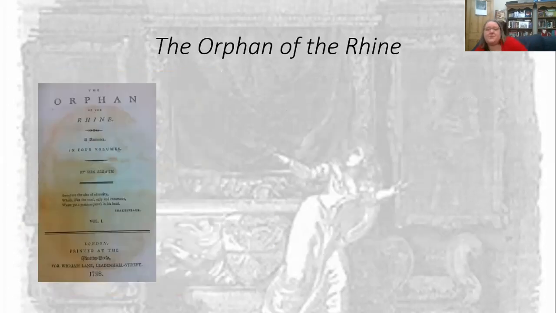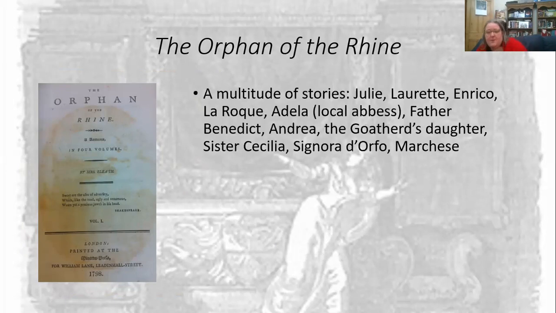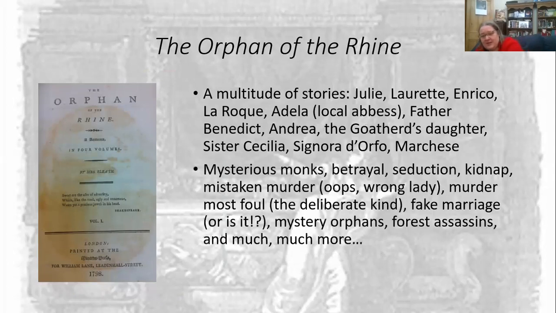So the last one here, and I'll whistle-stop tour it, because again, it's one with a bazillion stories all woven and interconnected. I think you're getting a sense of some of the sameness of some of these Gothics, the repetition of tropes and story elements and themes. But we have a multitude of stories in The Orphan of the Rhine with all of these different characters. And we have a lot of these elements that we've already seen before. So mysterious monks, betrayal, seduction, kidnap, mistaken murder, where you accidentally just stab the wrong woman to death.